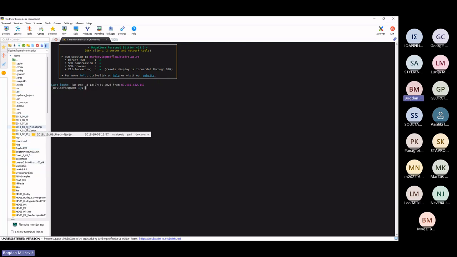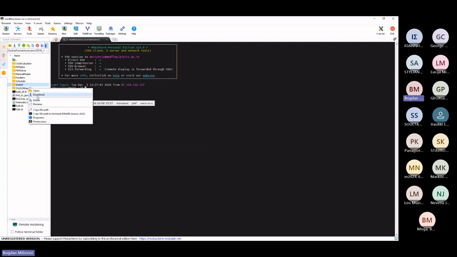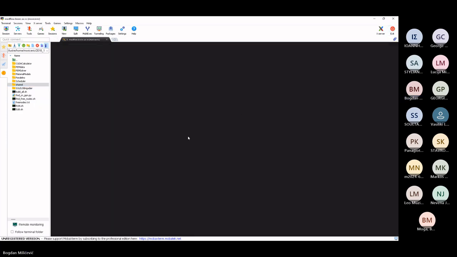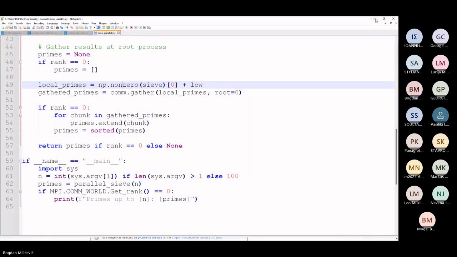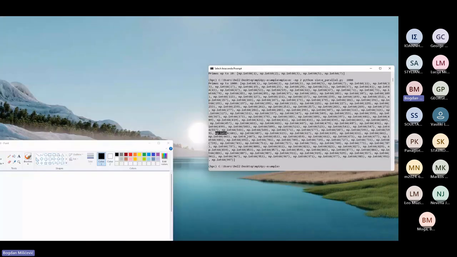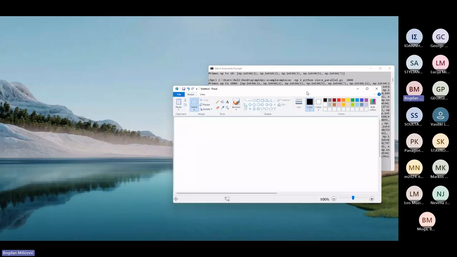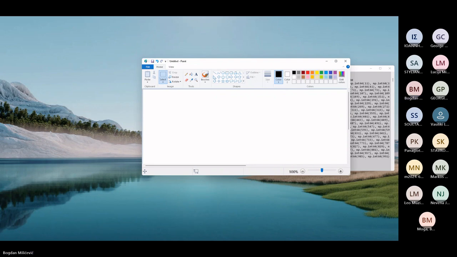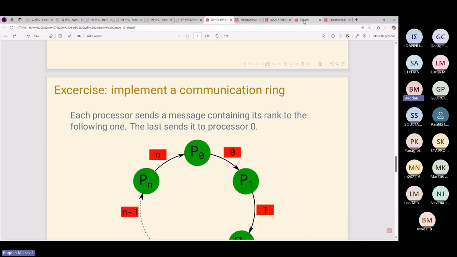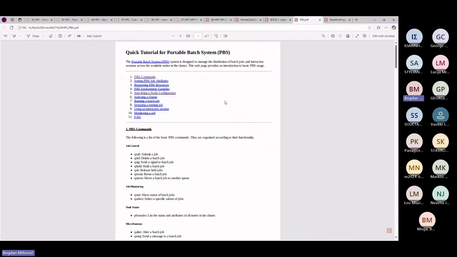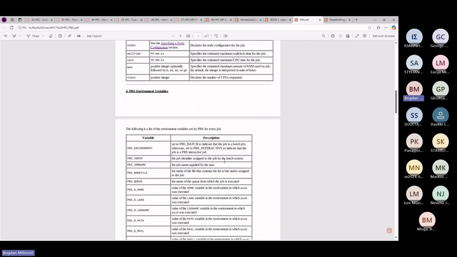Doesn't matter where they are, you just click download and that's it. Okay. So that's just in case you sometimes need that. Then I should show you a PBS. I will give you this manual.